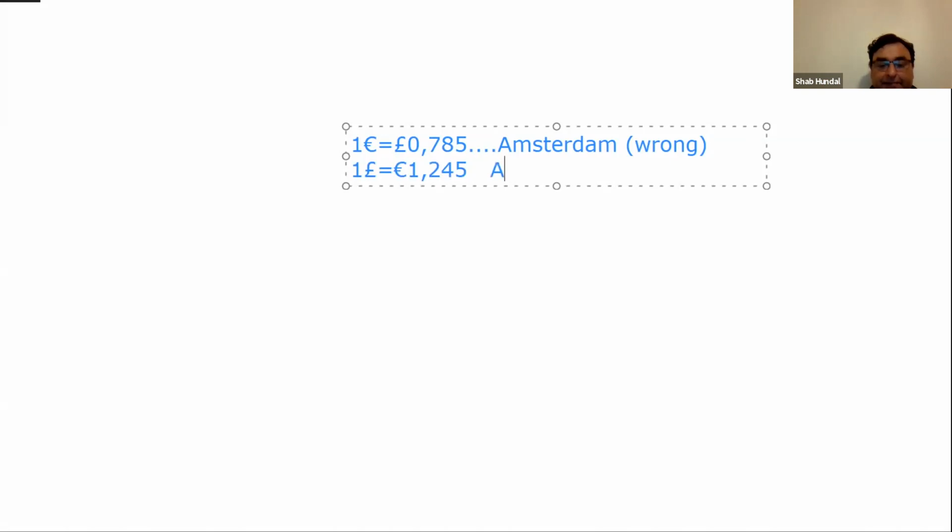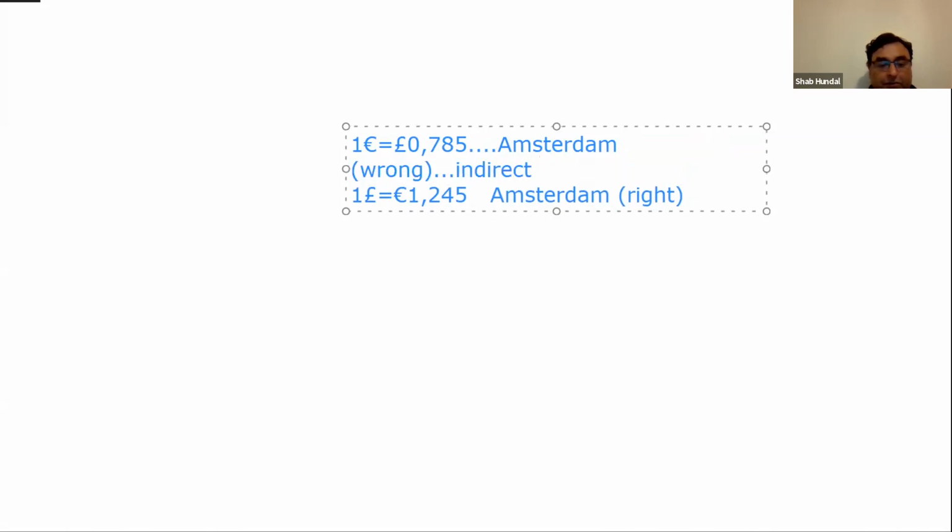So if you're in Amsterdam or any part of the Eurozone where you use euro to buy the grocery or pay the bills, then this is the right way to write the exchange rate. Okay, so this is called indirect quote, the one which is wrong. This is called indirect quote. And we should never use it. We should always avoid it.